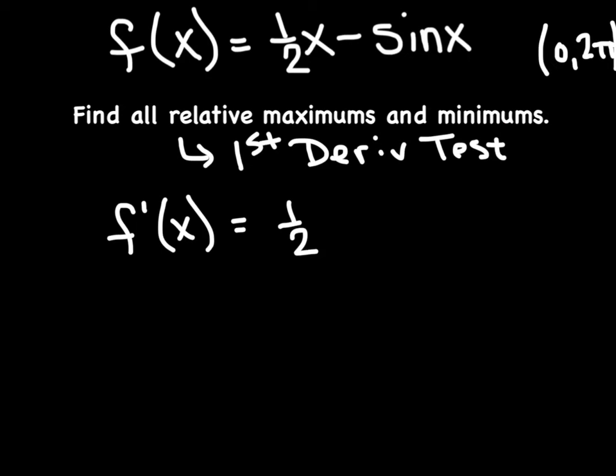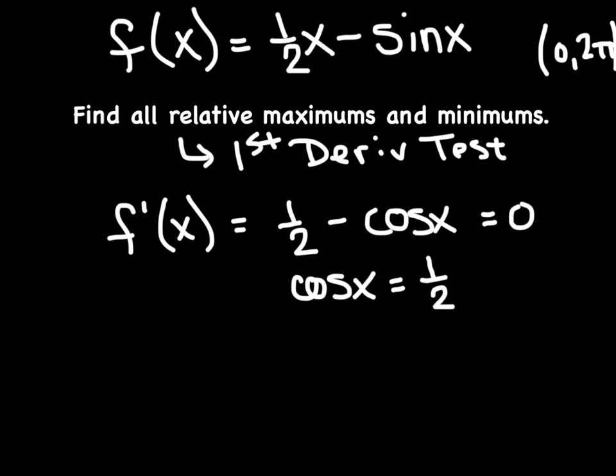So I got 1/2 minus the cosine of x. The good news is that both of these terms are always continuous in their own right, so the combination of the two together, f prime is always continuous and therefore always exists. So the only thing I've got to worry about is setting the function equal to 0. And when does cosine of x equal 1/2? Well, there's two solutions to that.